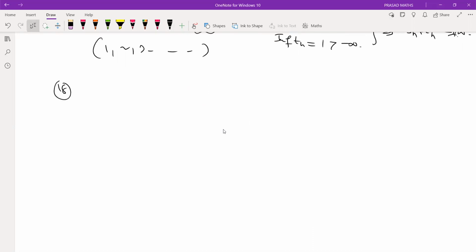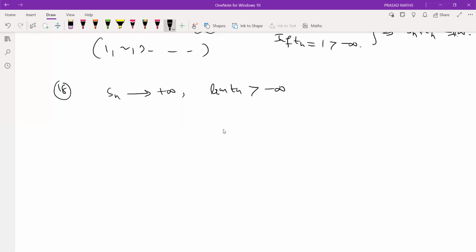So next, suppose Sn diverges to plus infinity, and suppose the limit of Tn exists. I already told you what is meant by the limit existing. Limit exists means that it is either convergent or divergent. If it is convergent or divergent, we can say that the limit exists. So the limit exists.